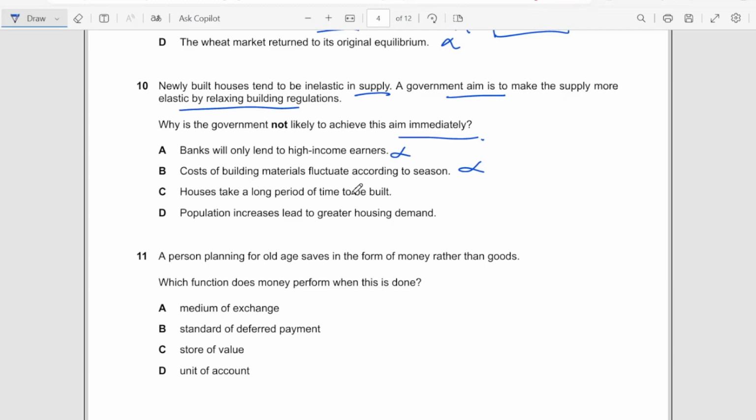Houses take a long period of time to be built. Yes, if something takes a very long period of time to be produced, right, then its supply tends to be more inelastic. Only if you're able to reduce the time span that it takes to produce that particular item, we can make the supply more elastic or responsive. I hope you got that.